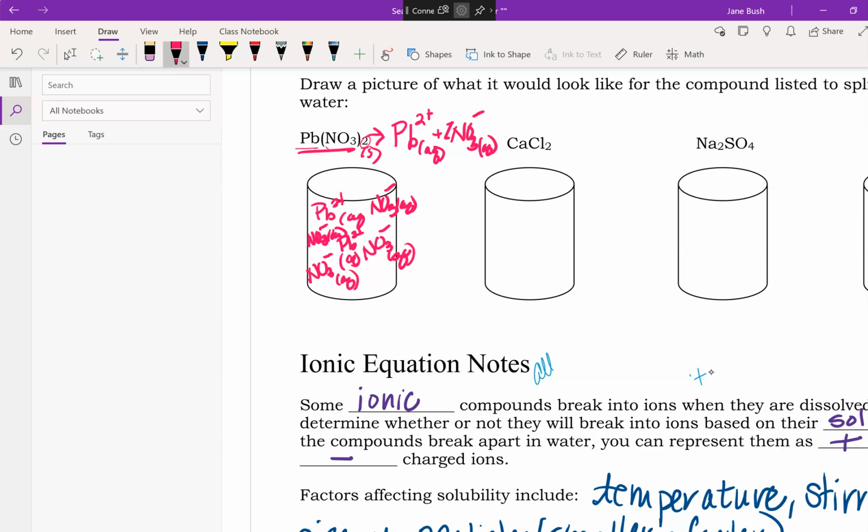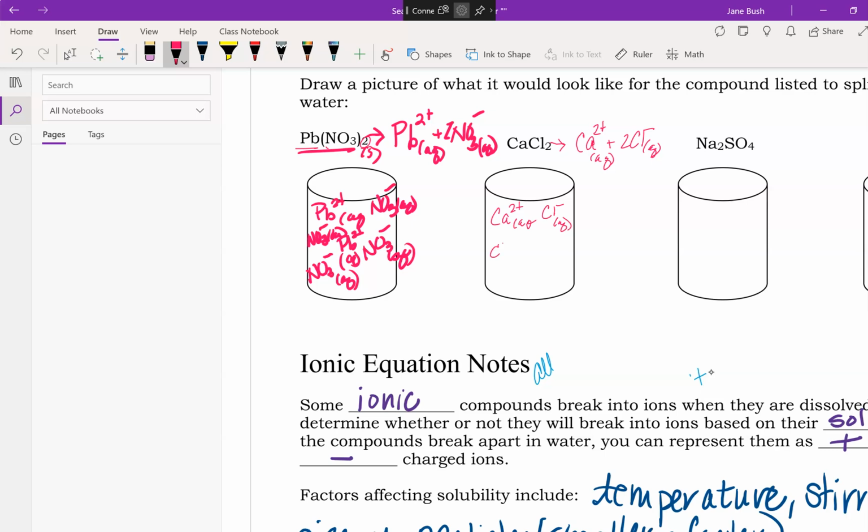Okay? The next one, calcium chloride, is going to break down into calcium ions and chloride ions. Wait, the ratio is 2 NO3 for every Pb. So I can just do 2 NO3s.